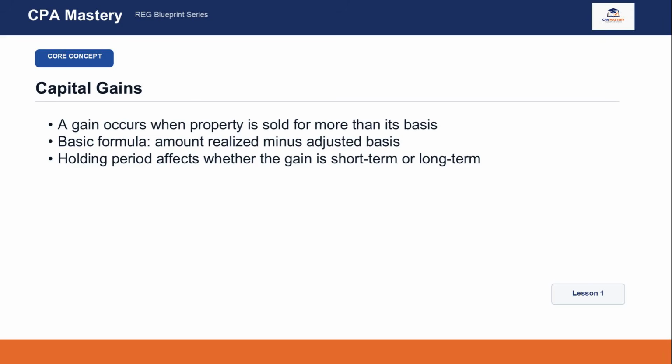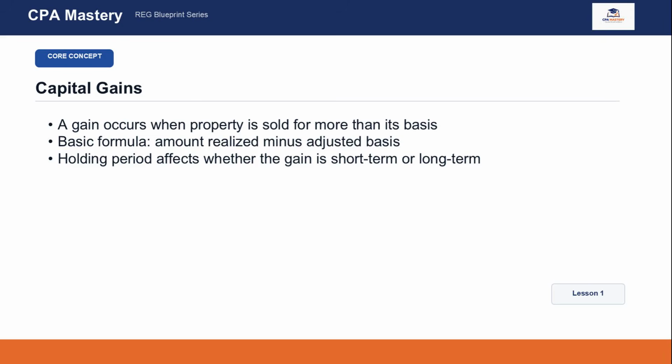Capital gains are another major source of income. The basic idea is simple. If a taxpayer sells property for more than its basis, the taxpayer has a gain. On the exam, the core formula is amount realized minus adjusted basis. Students sometimes get overwhelmed by all the capital gain terminology, but for an introductory lesson, keep it simple.